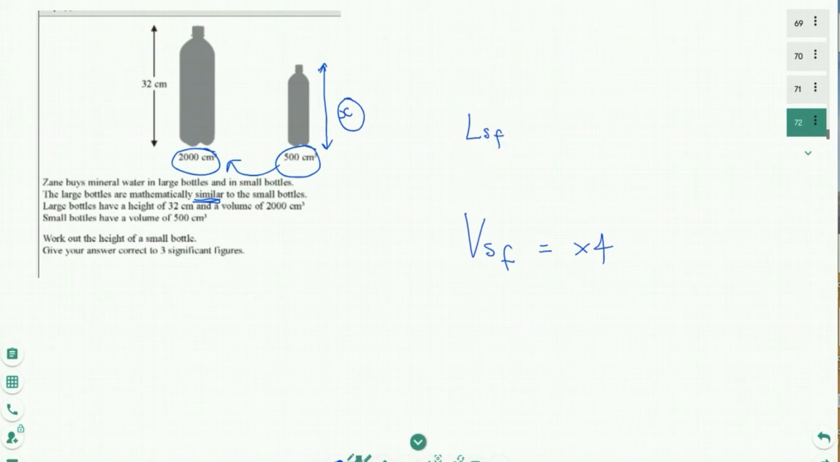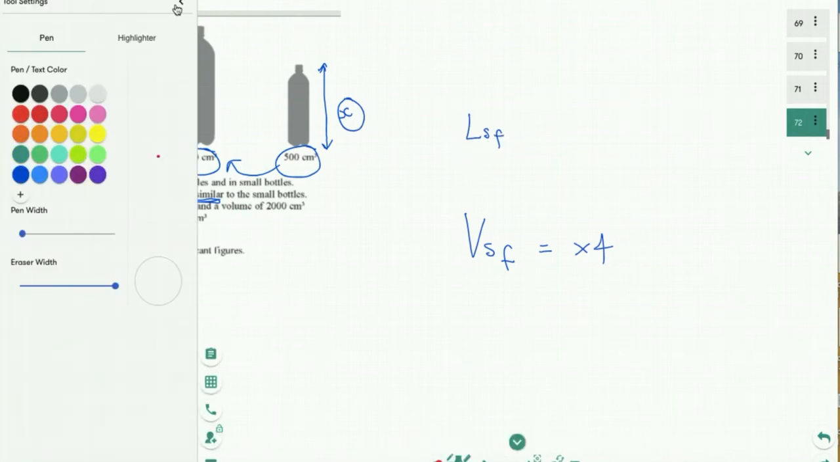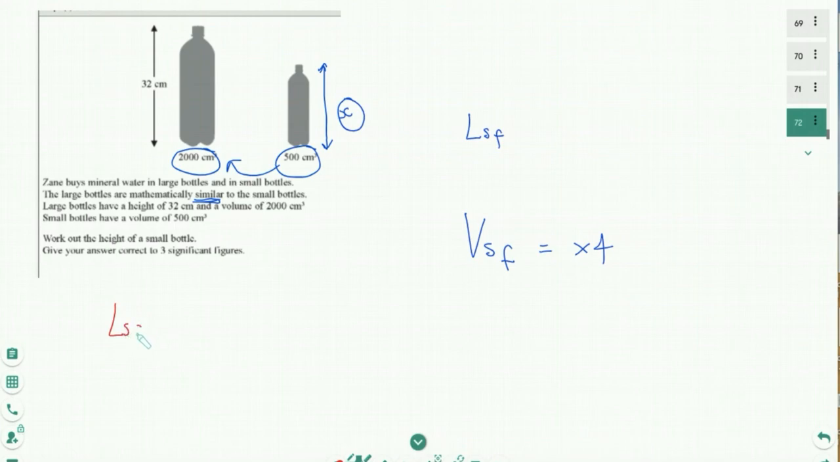Well, let's think back to our cheat sheet. If the length scale factor is equal to s, our area scale factor is s squared, and the volume scale factor is s cubed. And in this case, we know the volume scale factor. So s cubed is equal to 4. So we can write that down. s cubed is equal to 4. Now, we want to find our length scale factor, so we have to find s.